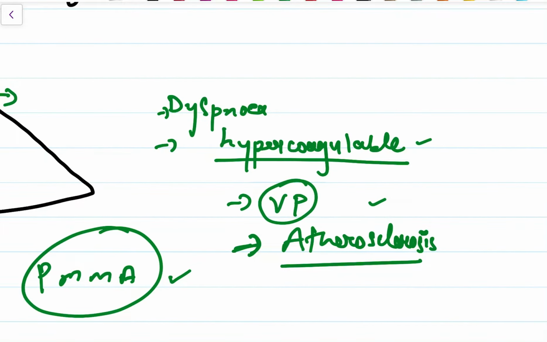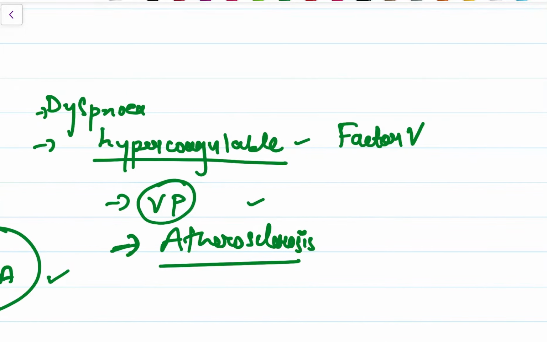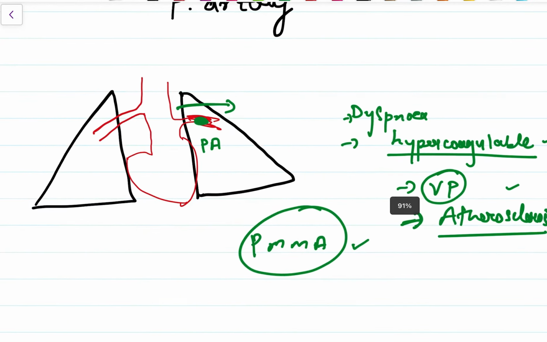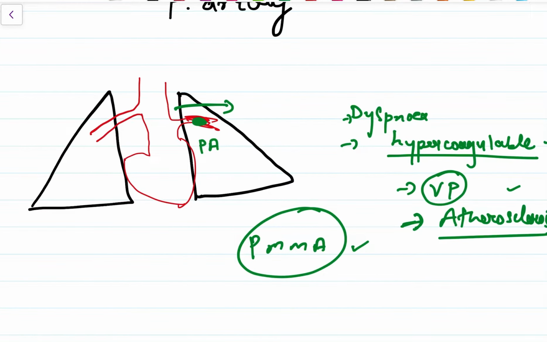The patient can have factor 5 Leiden mutation. This is the most common hypercoagulable state. So there are many reasons for the condition, but let's not go into depth of this condition. Just understand that there is an embolism. Now the artery is blocked.